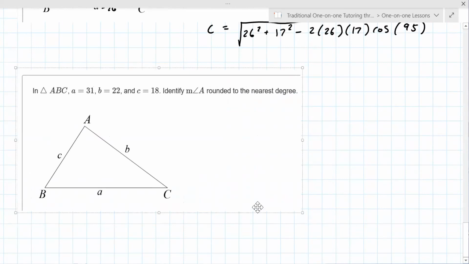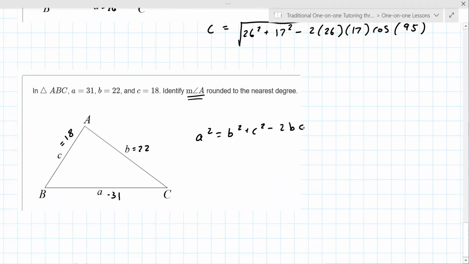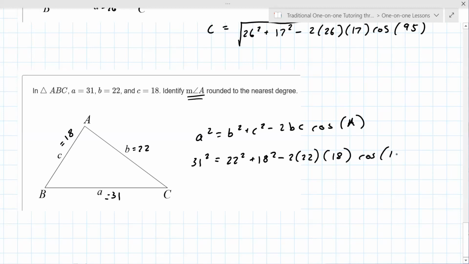So this triangle, they give you the three sides. This is 31, this is 22, and this is 18. And they want you to find the measure of angle A. So to do that, it's the following formula. All right, so here's what you have. A, 31 squared, B, 22 squared, C, 18 squared, minus 2 times 22 times 18 cosine of big A.